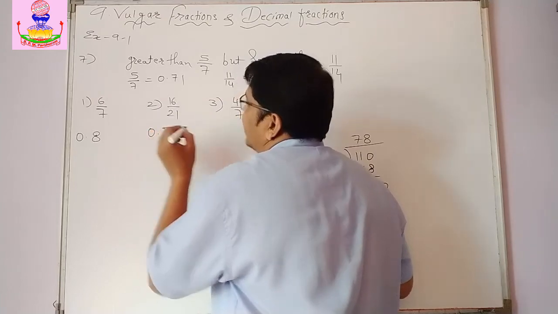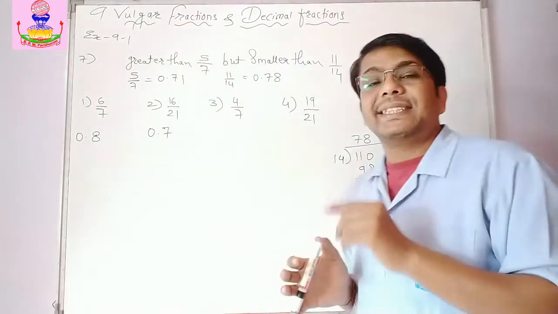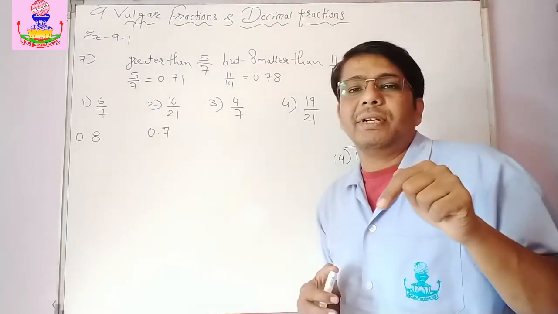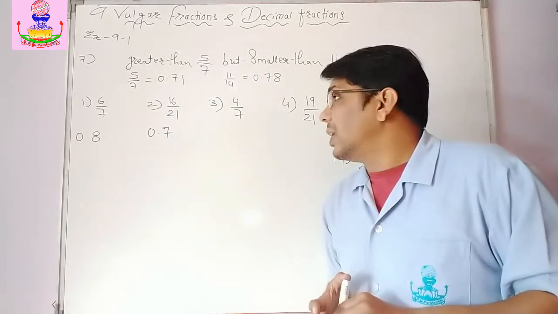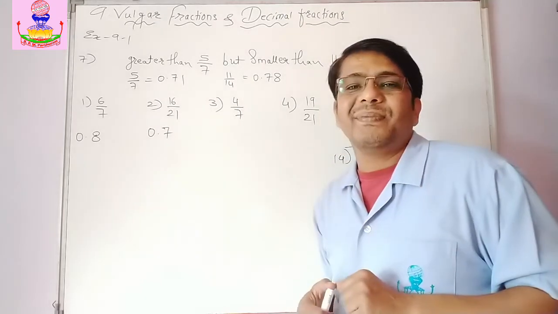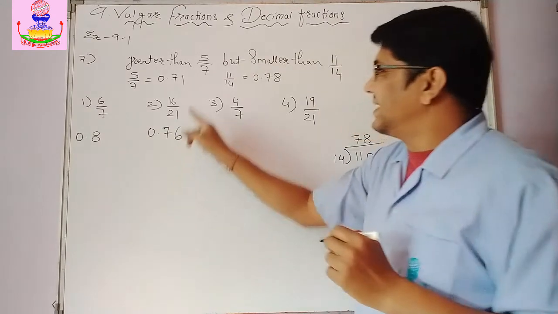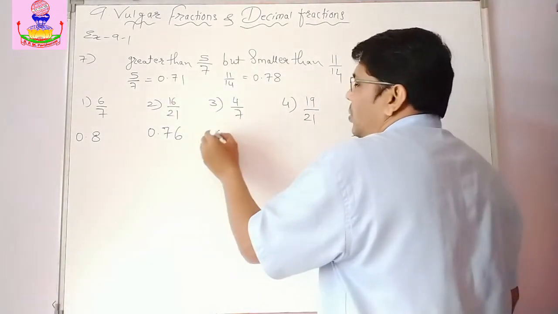So 0.7. Yes, we can use. 21 7s are 147. So 160 minus 147 is 13. 147 plus 3 is 150, plus 10. So 13, that is 130. You can see this is in between. We'll check for others also.